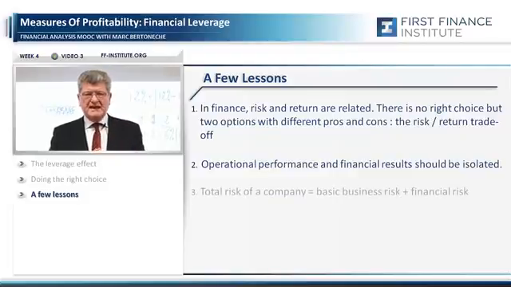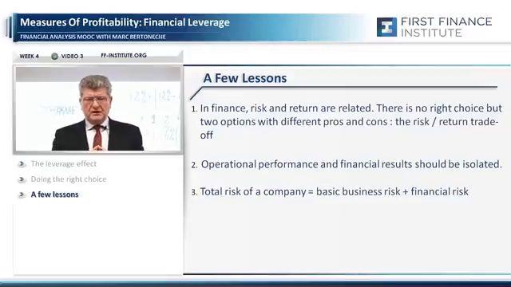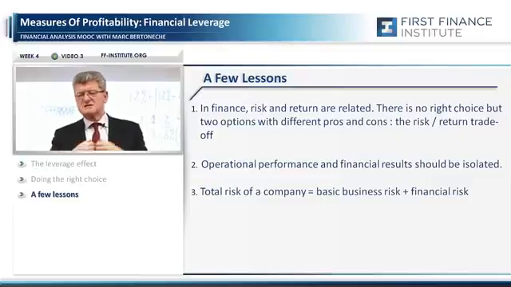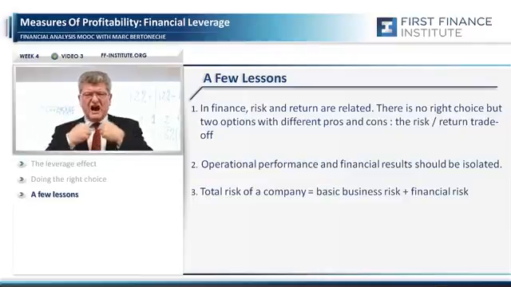Third, the total risk of a company is equal to the basic business risk plus the financial risk. A company with a low business risk, stable business, a monopolistic position, whatever, can afford a higher financial risk. A company with a high business risk, technological risk, high competition, etc., should be more conservative financially and have a much lower level of debt.